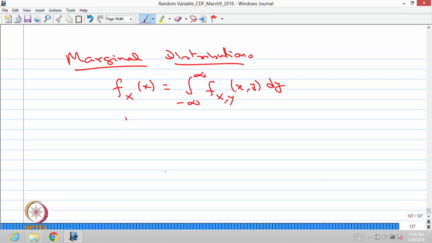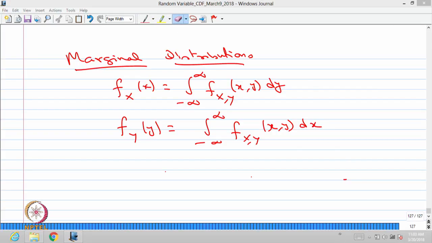Similarly, we can get the probability density function of the random variable y by integrating the joint probability density function of x comma y with respect to x. The same thing we have done for discrete type random variables. Since this is a continuous type random variable, the marginal distributions of x and y can be obtained from the joint distribution of the random variable x comma y.